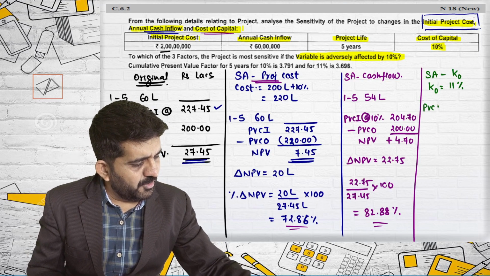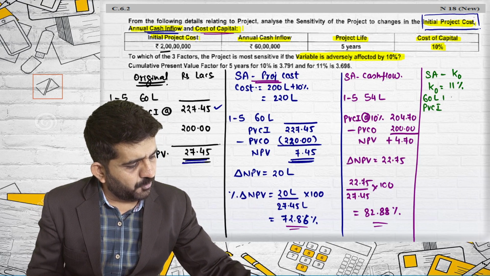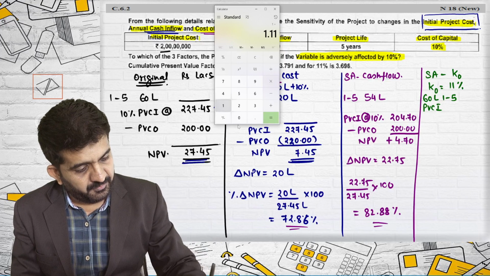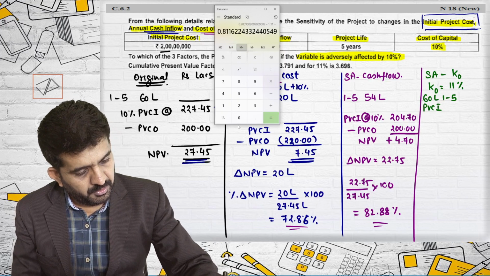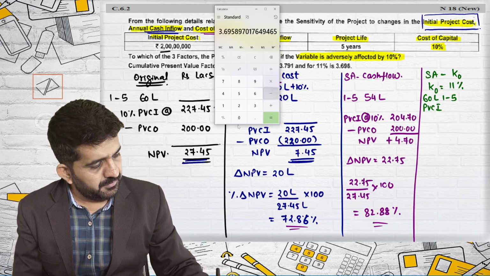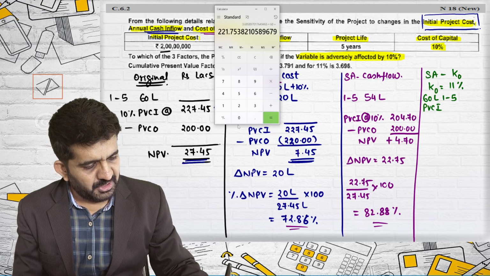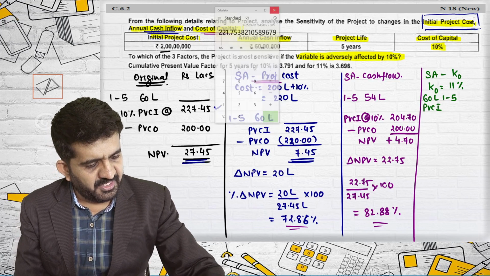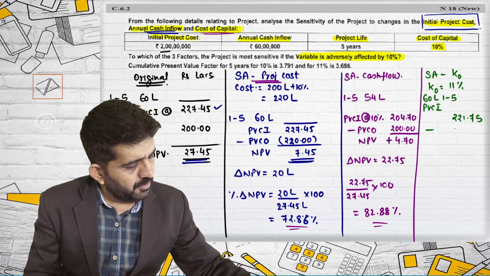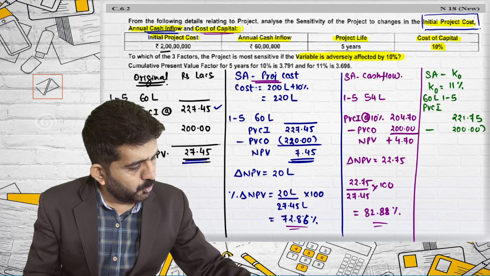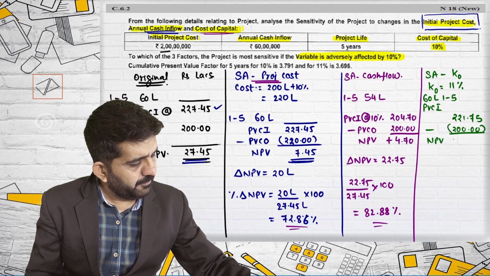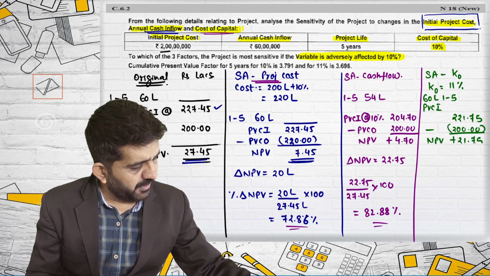Find out present value of cash inflow of 60 lakhs for 1 to 5 years at 11%. 1 divided by 1.11 is equal to m plus 1, 2, 3, 4, 5. MRC multiplied by 60 gives 221.75, minus 200 lakhs. This will be NPV, which is positive 21.75.